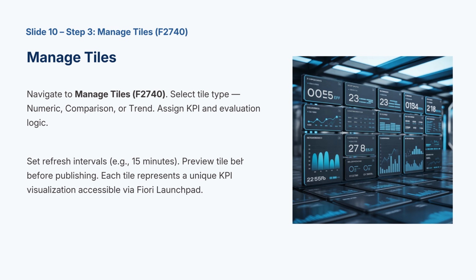Step 3. Manage tiles, F2740. Next, use Manage Tiles to create a visual representation of your KPI. You can choose a numeric, comparison, or trend tile depending on the metric. Assign the KPI and its evaluation, set refresh intervals, and preview before publishing. Each tile is a real-time window into business performance, updating automatically.